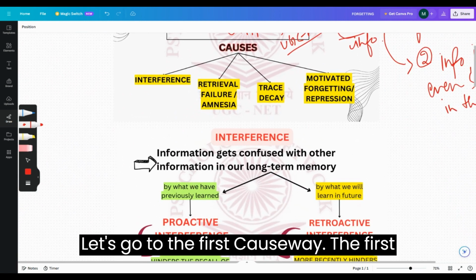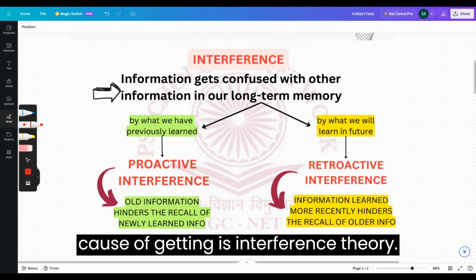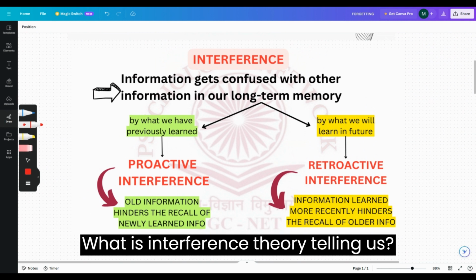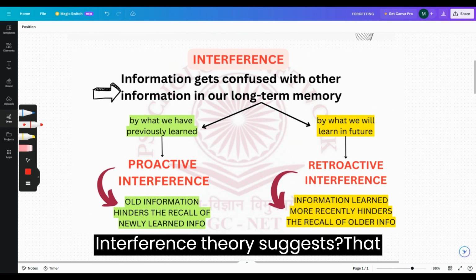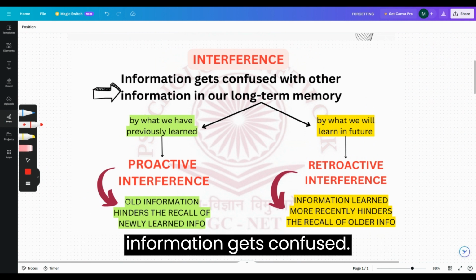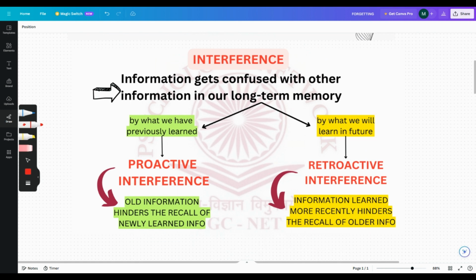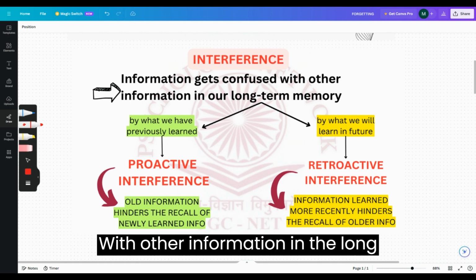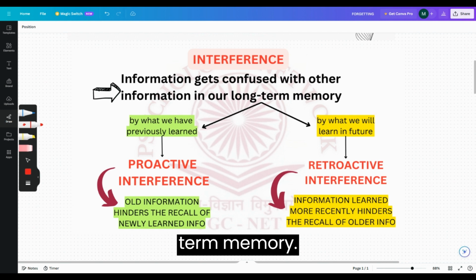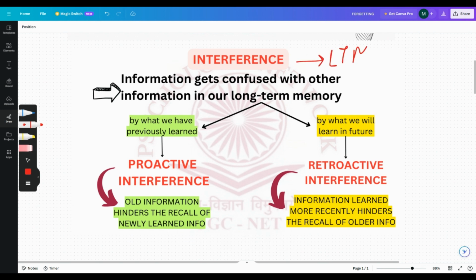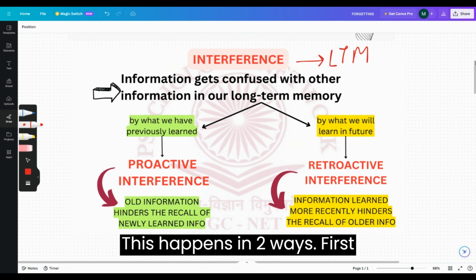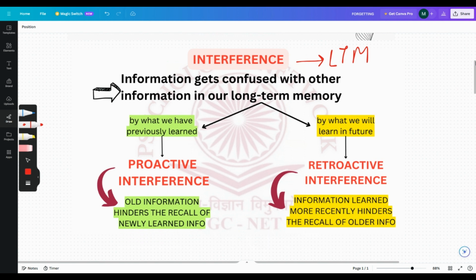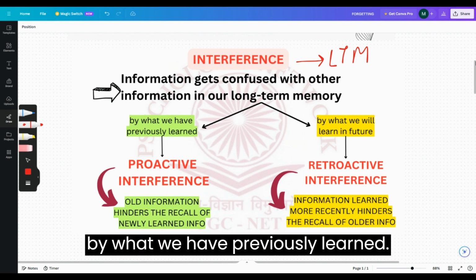Let's go to the first cause. The first cause of forgetting is interference theory. What is interference theory telling us? Interference theory suggests that information gets confused with other information in the long term memory. This happens in two ways. First, by what we have previously learned.